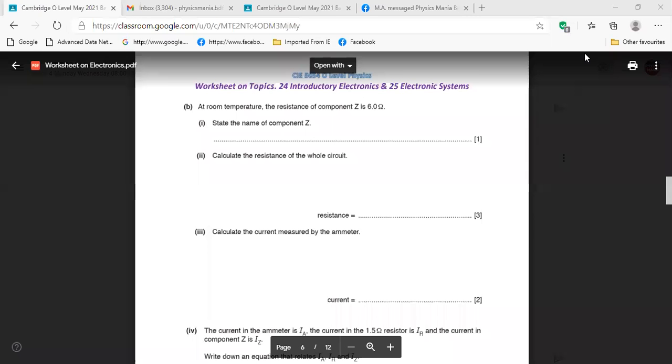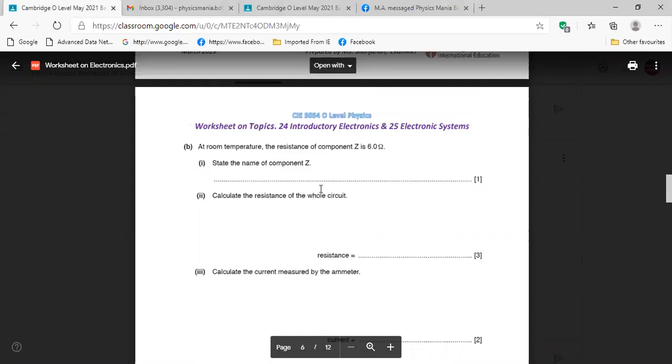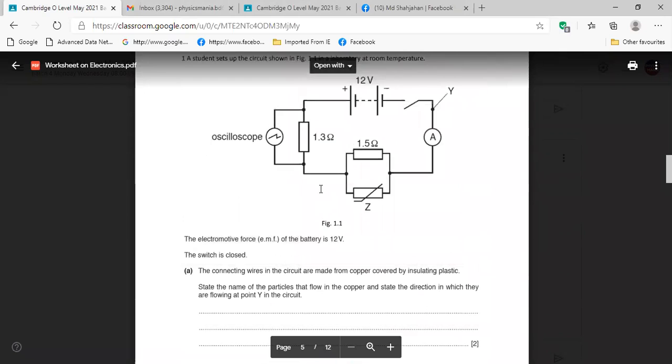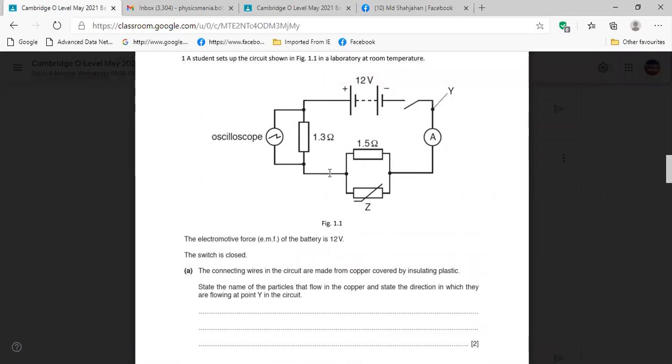The resistance of Z decreases, right? Yeah, sir. So parallel combination will also decrease. Yeah, parallel combination also will decrease. And if parallel combination is decreasing, then according to voltage divider rule, the voltage through the oscilloscope will increase, right? Yes, sir. Voltage sharing through the oscilloscope will increase.